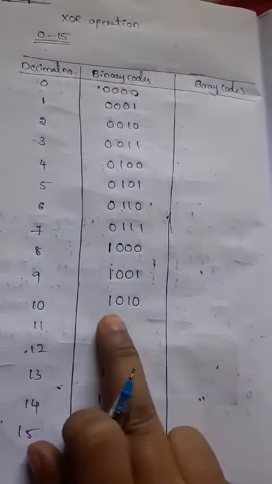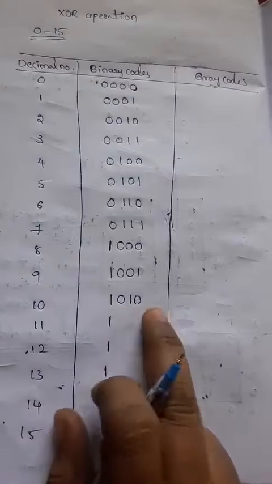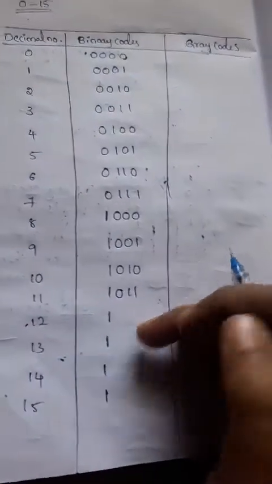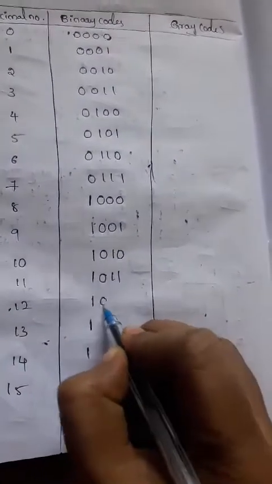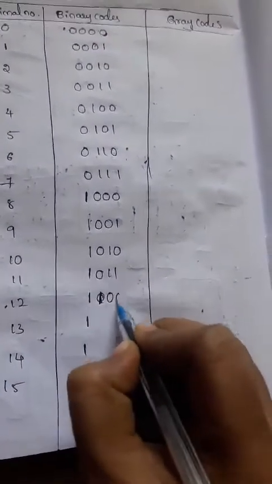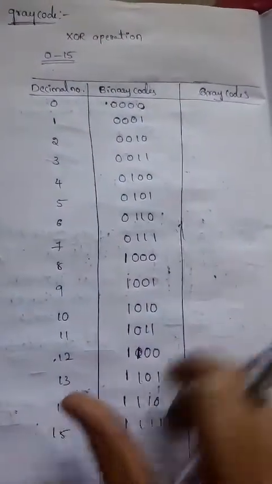For 10 the 3-digit code is 0 1 0, for 11 it is 0 1 1. Just observe, for 12 it is 1 0 0, and next for 13 it is 1 0 1, 1 1 0, and triple 1. Okay, this you already know, right? So these are all the binary codes from 0 to 15.